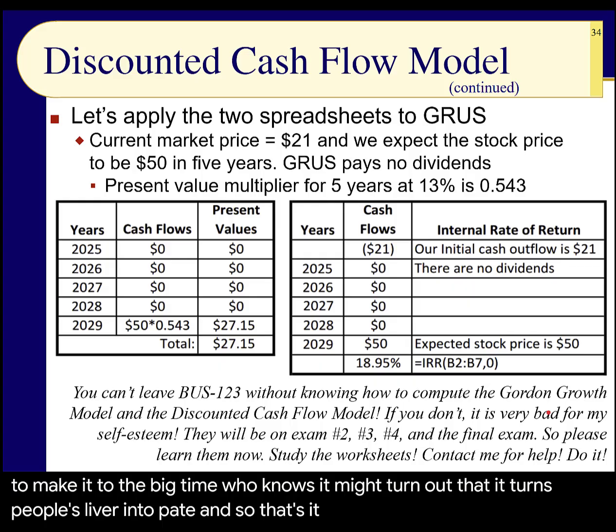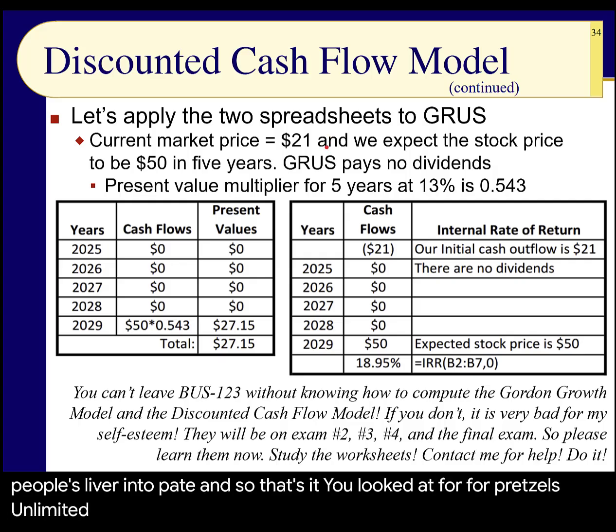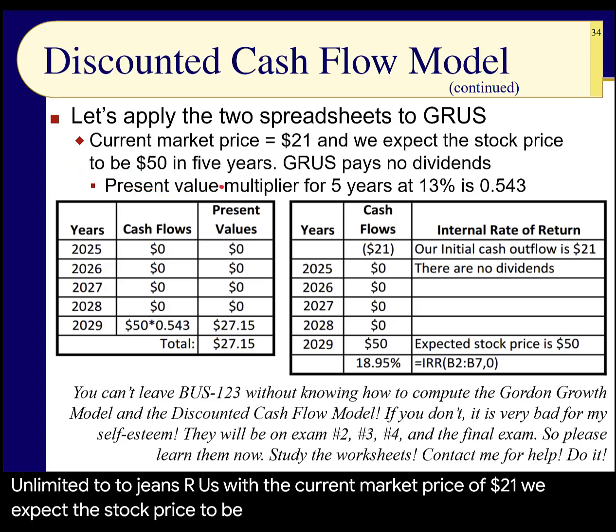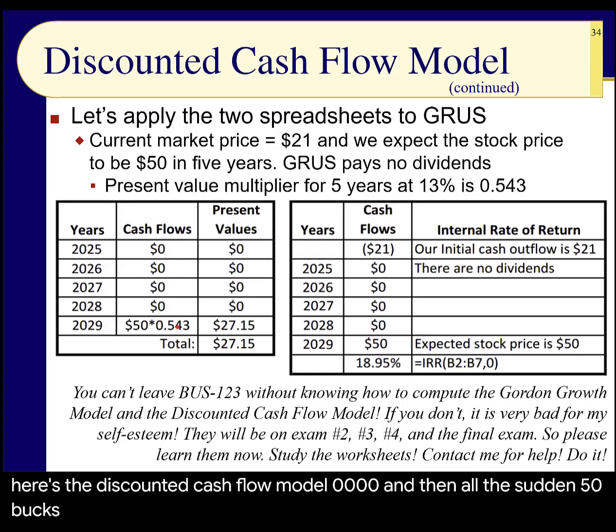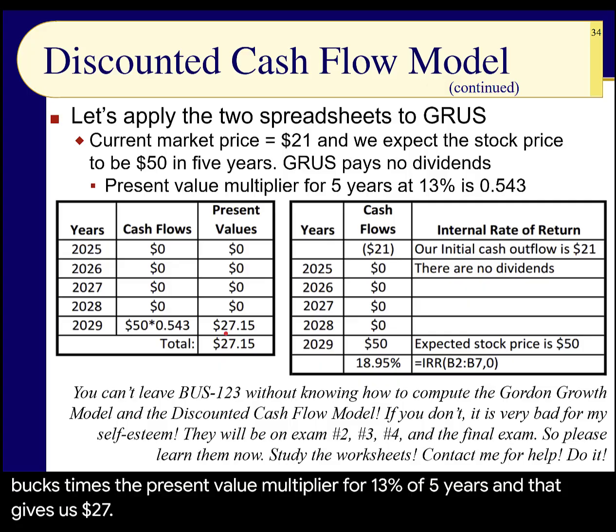So let's apply the same 2 spreadsheets that we looked at for Pretzels Unlimited to Genes R Us. With a current market price of $21, we expect the stock price to be $50 in 5 years, and it pays no dividends. So here's the discounted cash flow model. 0, 0, 0, 0, 0, and then all of a sudden $50 times the present value multiplier for 13% at 5 years, and that gives us $27.15.